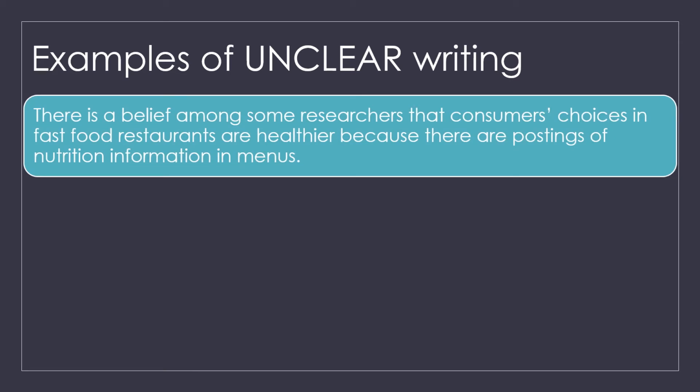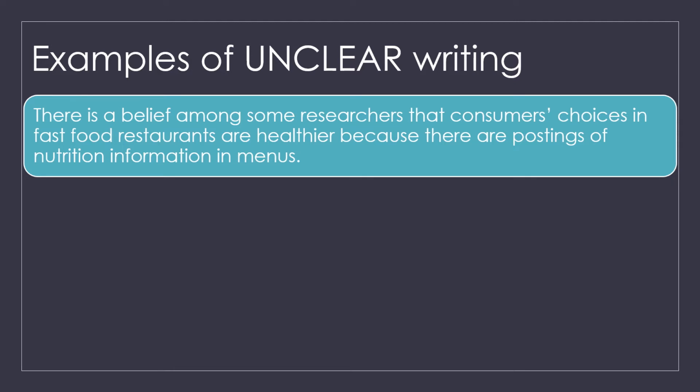There is a belief among some researchers that consumers' choices in fast food restaurants are healthier because there are postings of nutrition information in menus. So, what's going on in this first sentence? Upon first reading, it's kind of unclear who is posting nutritional information or the fact that they're referring to customers and not the researchers. If we read it a second or a third time, we can understand the information this sentence is trying to relay, but it should be clear upon the first reading.